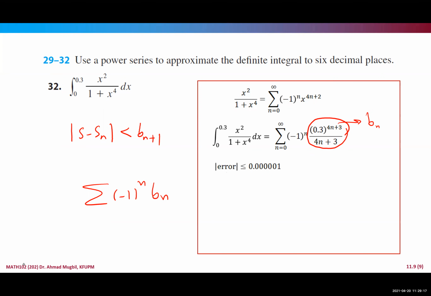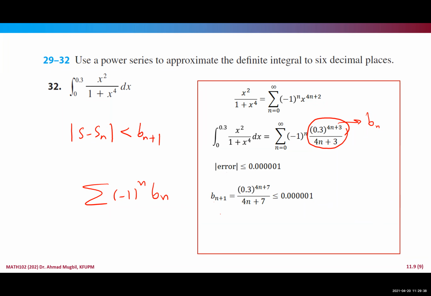We want the error to be less than this, so we want Bn plus 1. If you replace this n by n plus 1, it will be what? It will be 4n plus 1 plus 3. So it will be 4n plus 3 plus 4, so 4n plus 7. Here it is. We want this now to be less than 0.000001.